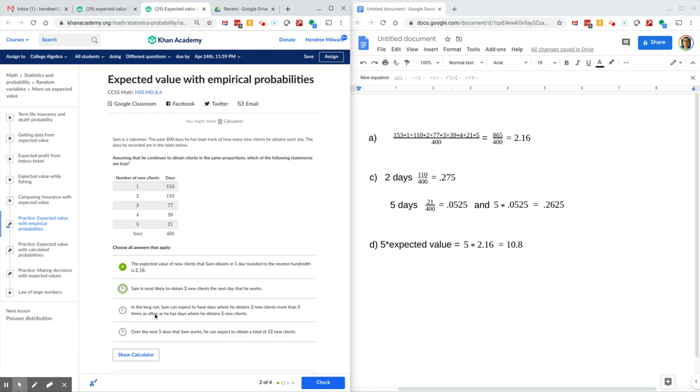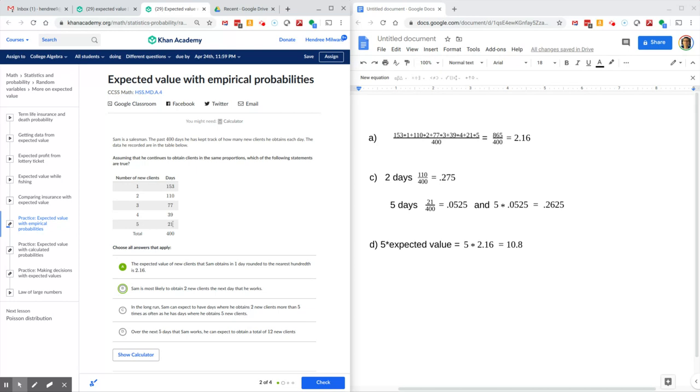Next: in the long run, Sam can expect to have days where he obtains 2 clients more than 5 times as often as days where he obtains 5 new clients. So here we just have to get the frequency. How many days will he get 2 new clients if the future is like the past? Well, the proportion of times he got 2 clients was 110 days out of 400. So I just calculate the probability, and that's about 27.5% of the time.